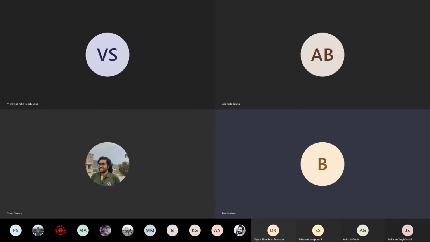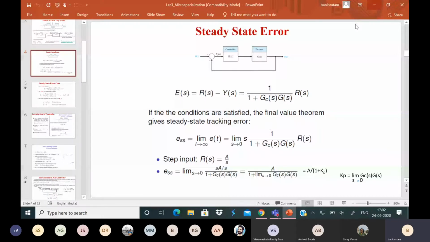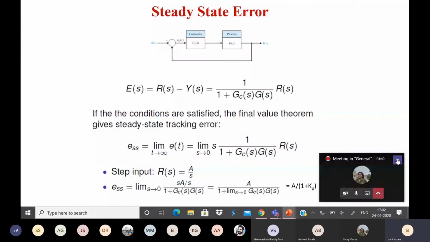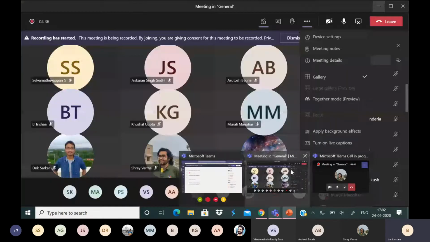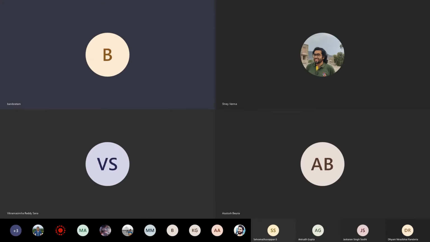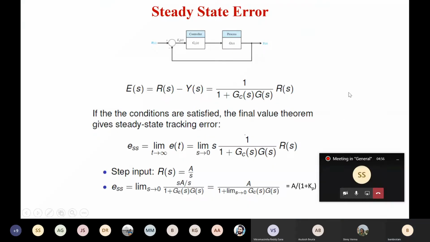Okay, so let us start our today's class. So you can see my screen clearly, right? Just once. Yeah. So it is visible clearly. Yes, sir. Okay.